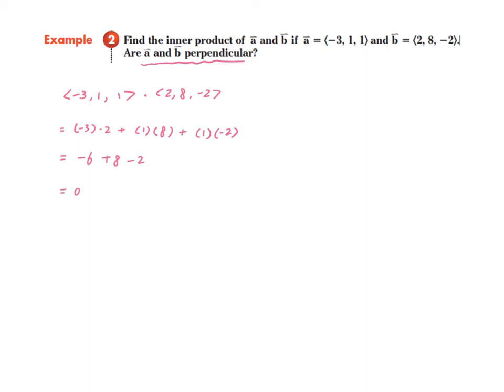The total is equal to 0, so what conclusion can we make? Because it's equal to 0, we can say vector A is perpendicular to vector B.